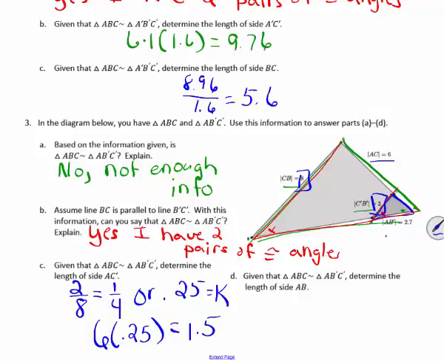Given that they're similar, determine the length of side AB. So again, this time I'm going to go backwards. So here's AB, 2.7, and I have to divide by my scale factor, 0.25. And that is going to give me 10.8, which makes sense because in this case it was a reduction, so our image is smaller than our pre-image.